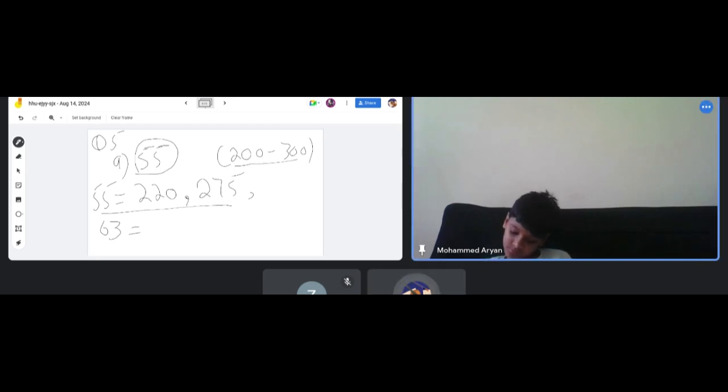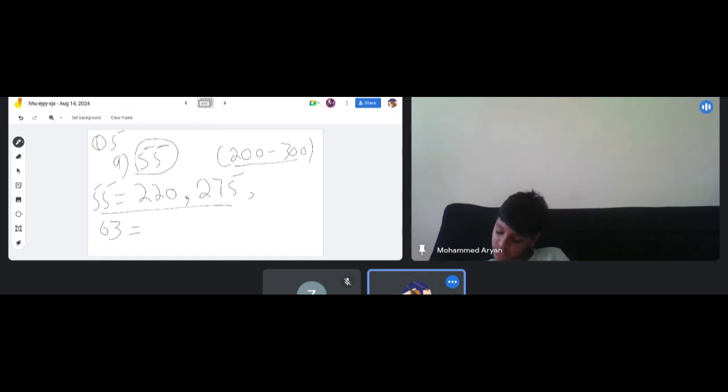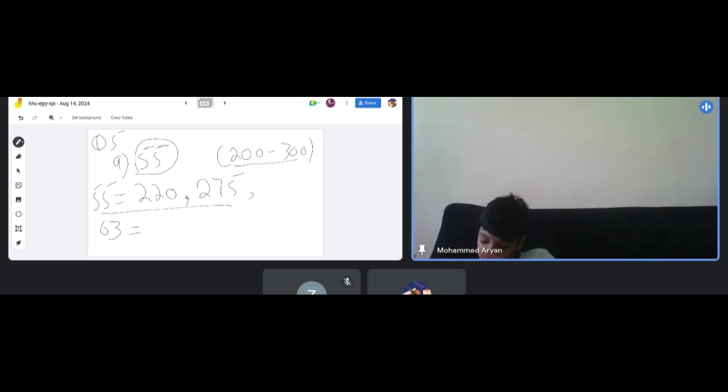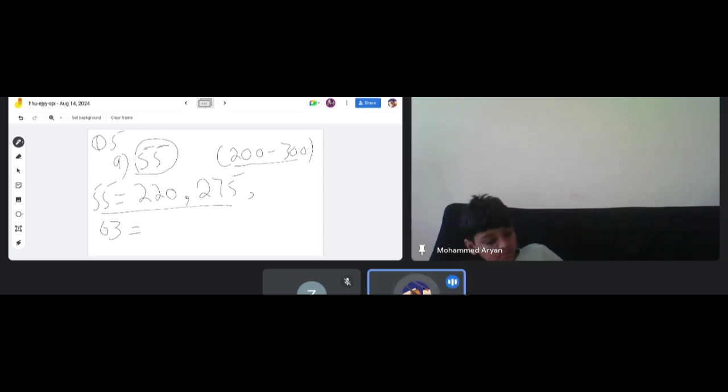If you have to find the factor of 63, it means we have to write the table of 63. You have to start from 2, multiply 63 with 2 and give me the answer. 126. Can we use 126 here? Check the range. No, we cannot use it because we have to put the numbers between 200 and 300.